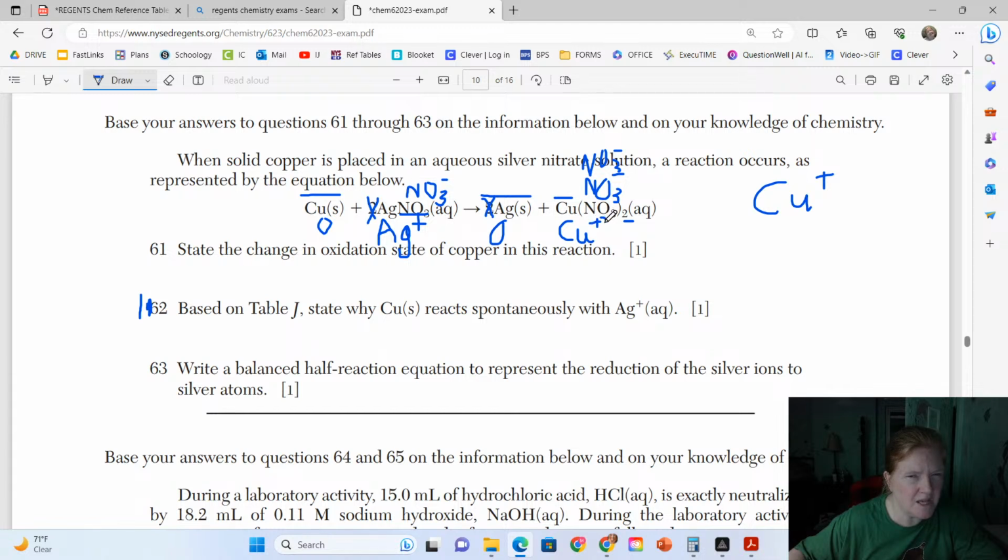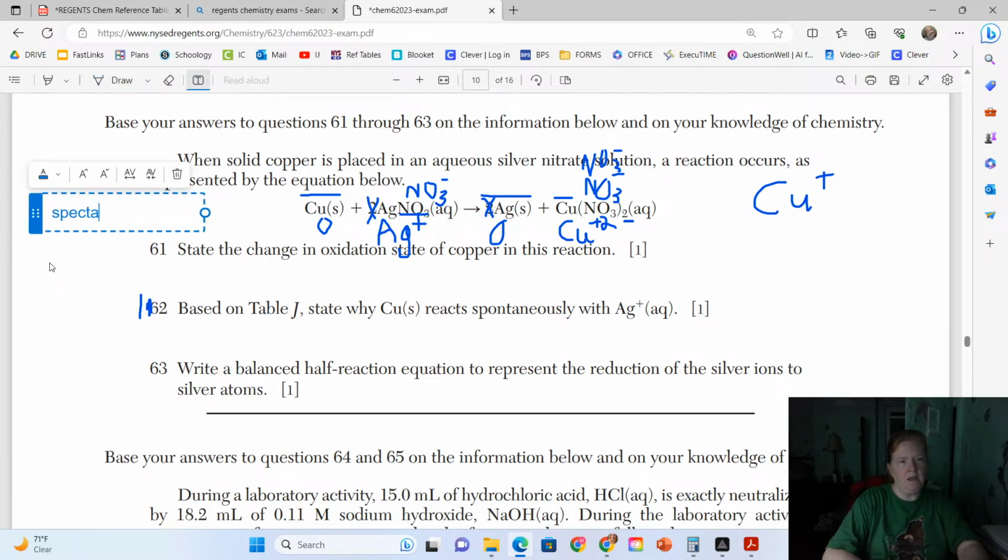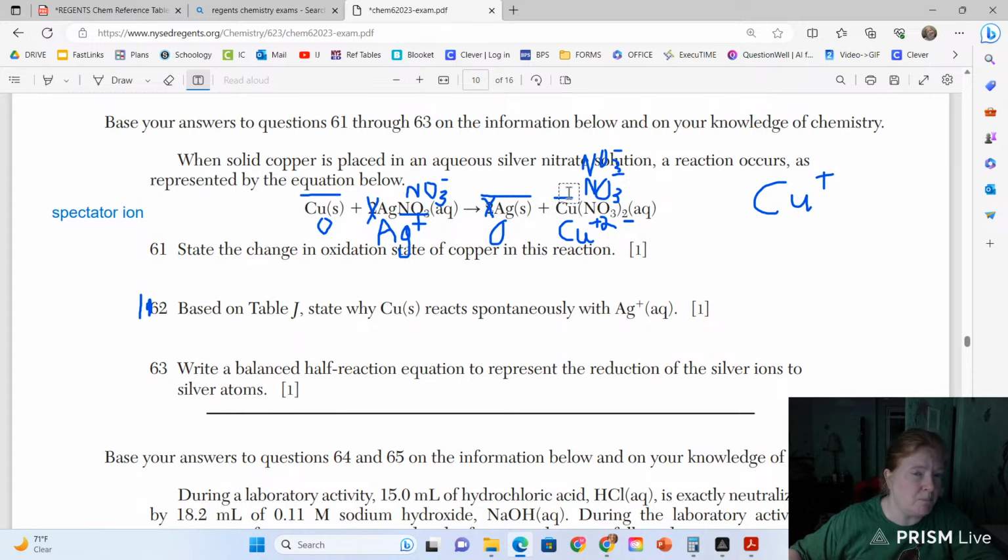Okay, so you had to use the NO3 to help you. The NO3 is something that is called a spectator ion. That means it is present in a compound on both sides of the equation, so it's not involved in redox. So typically we just cross it out. But before you cross it out, you have to use it to help you figure out the charge or oxidation state of the other thing.